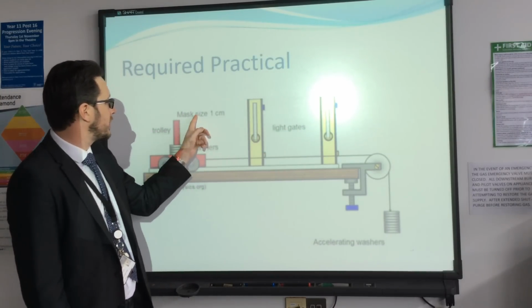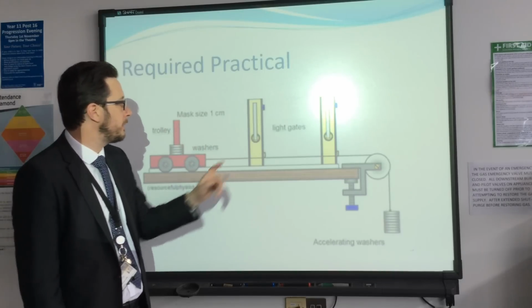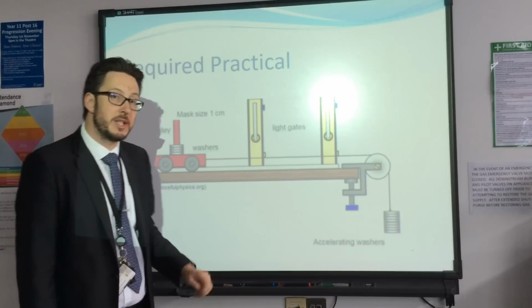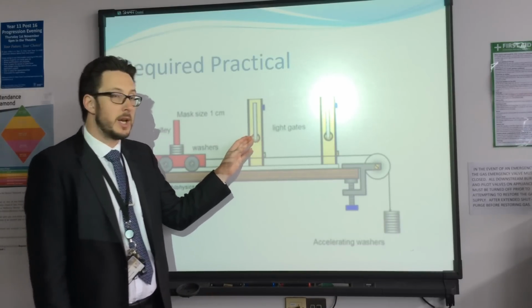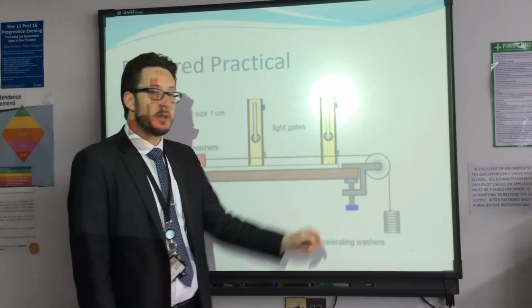These light gates can take the time it takes to travel the distance between these 2 points, but they can also, because the mask size, which is this bit here, is 1 centimetre, time how long it takes for that 1 centimetre to pass through the light gate, and hence give you a speed. So they can tell you a speed here and a speed here.